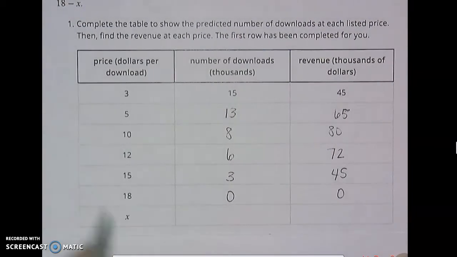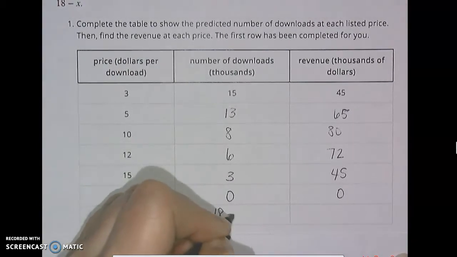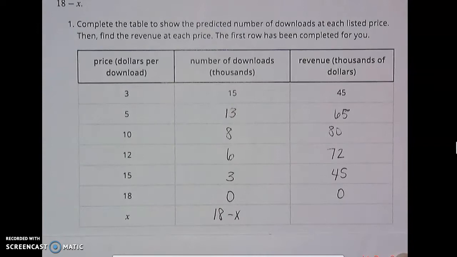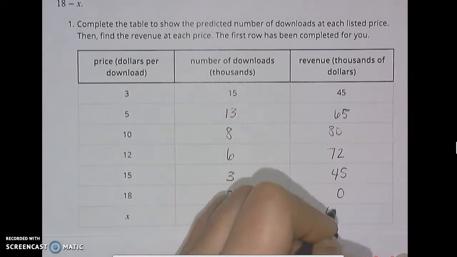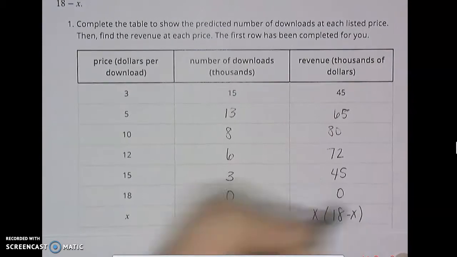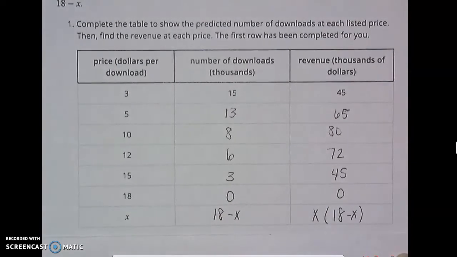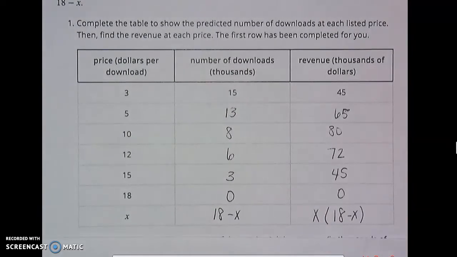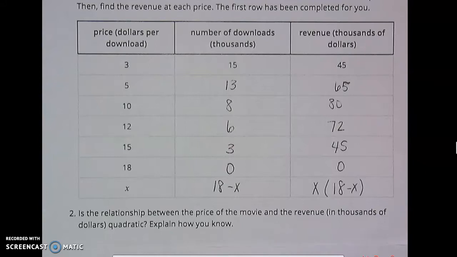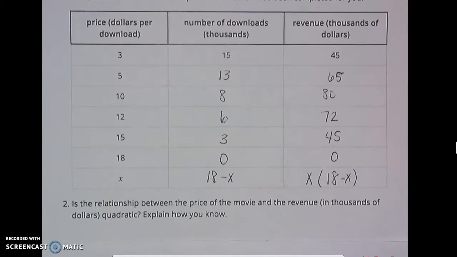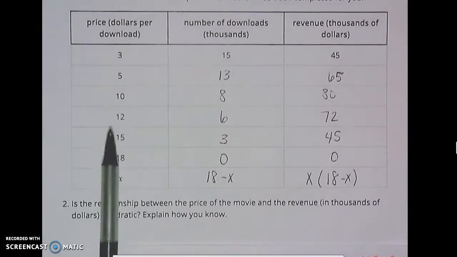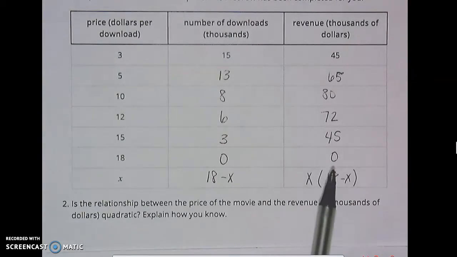So what if it was for x? We used these values. If it was for x, well, we're taking 18, subtracting x, and then for revenue, we have to take the price times the number of downloads. So that would be our expression for revenue. Okay? So then, is this relationship between the price of the movie and the revenue in thousands of dollars quadratic?